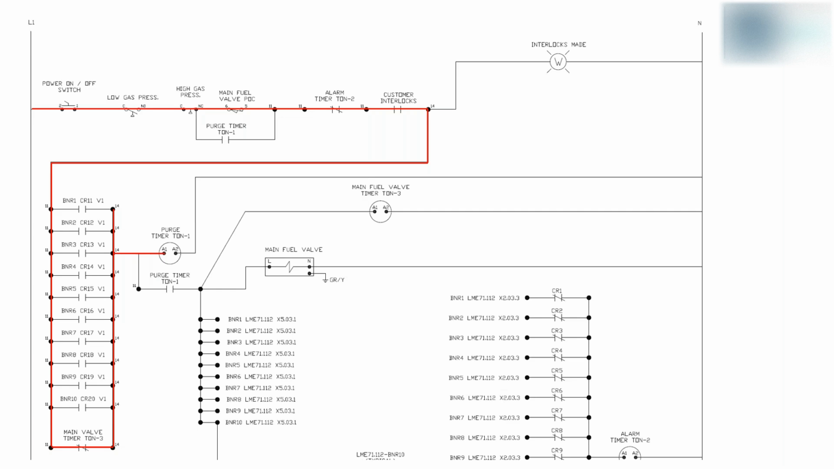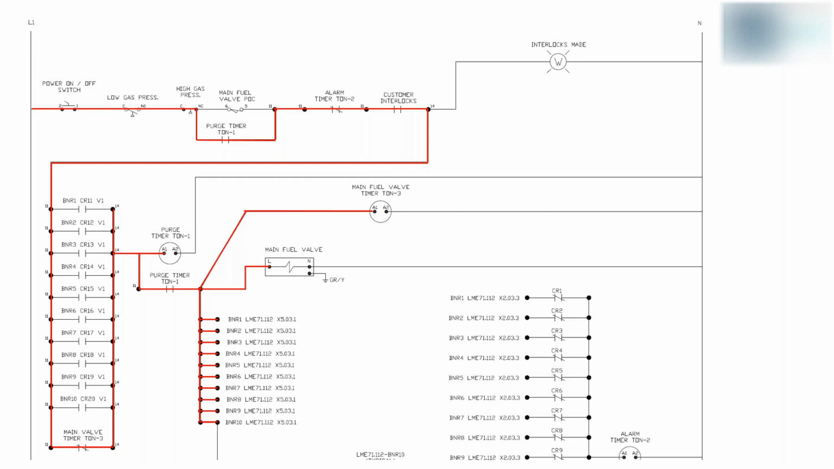Power comes down through the normally closed main valve timer contact to power the purge timer. CR11 through CR20 are relays for when the burners are on. Once purge is complete, power goes to the main valve, energize main valve timer relay, latch around the main proof of closure, and start the LME7 ignition sequence on all burners.